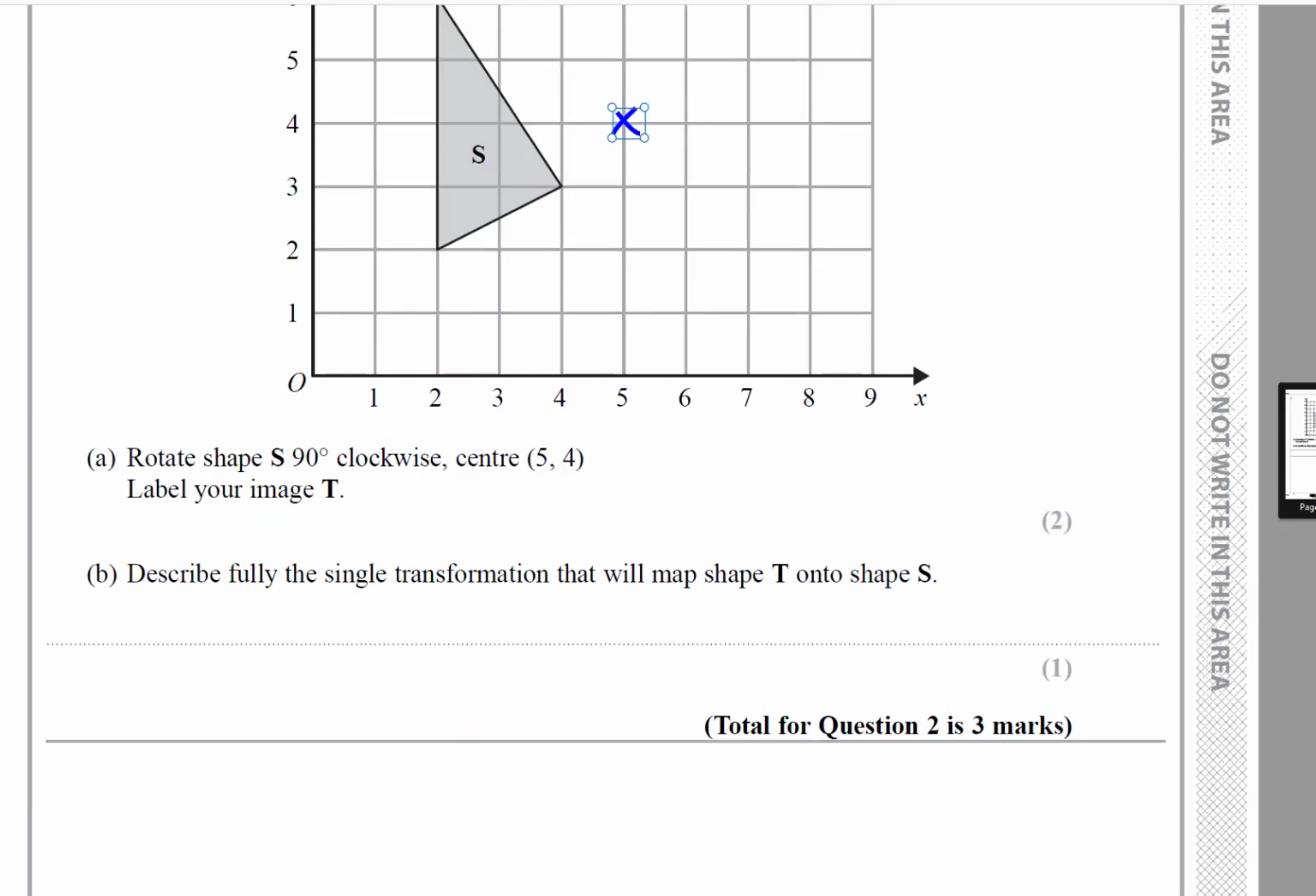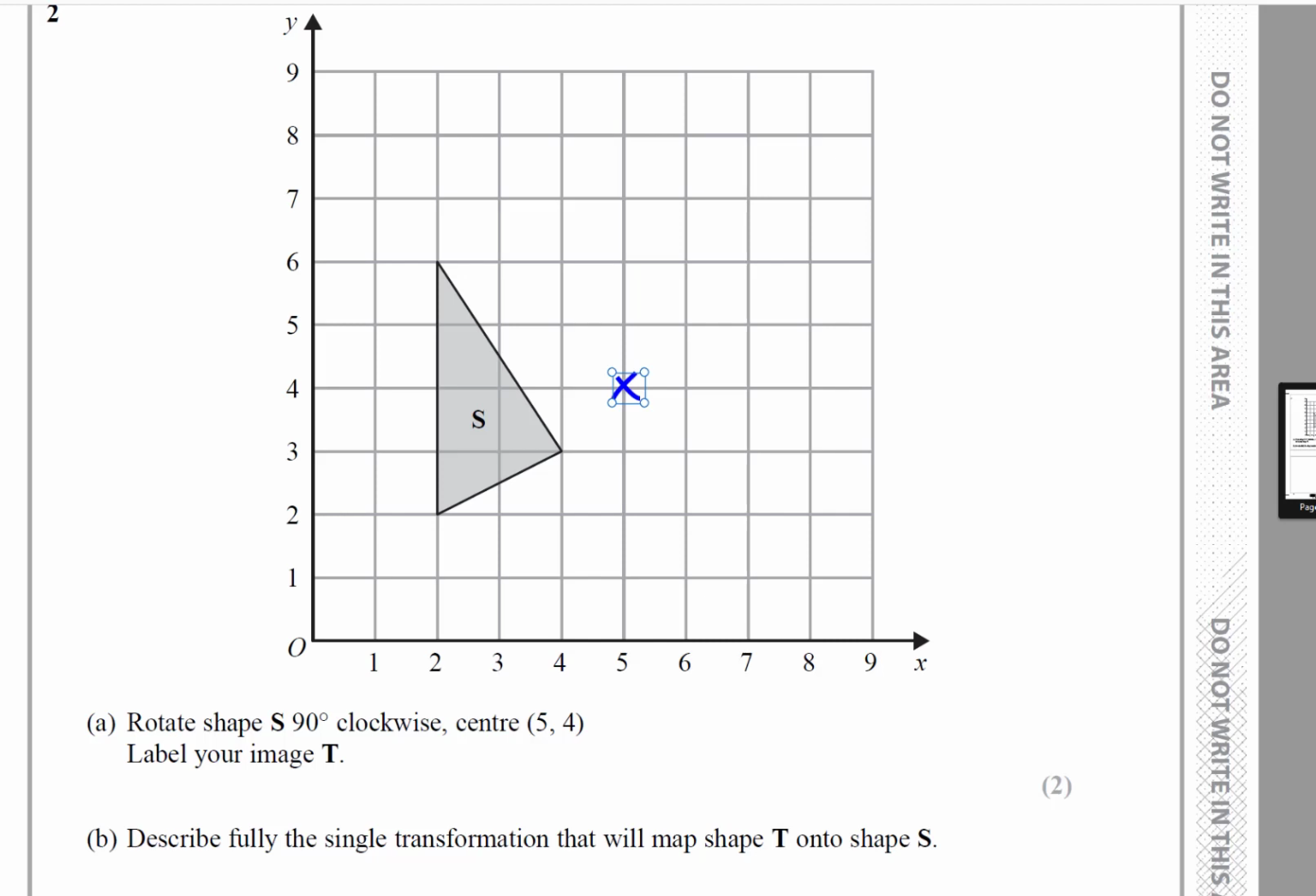You should ace that. Now, question 2 is a rotation question, a type of transformation. So let's mark the centre, and you rotate it 90 degrees clockwise. So use your tracing paper and rotate that, and I believe your rotated shape should be here.